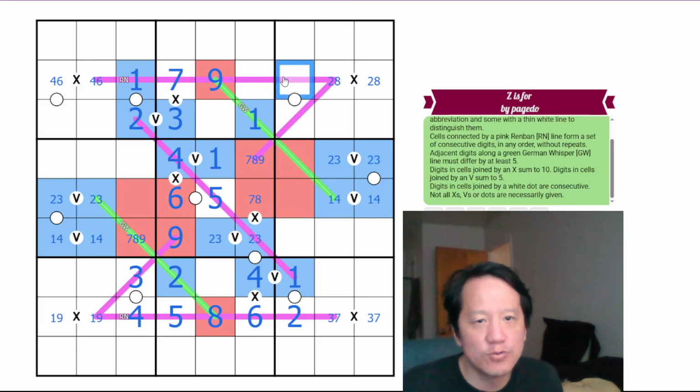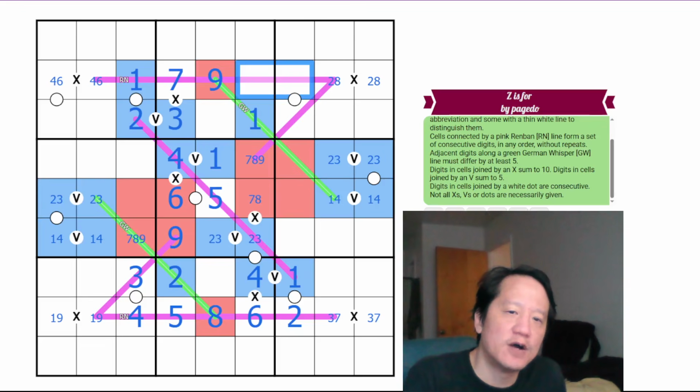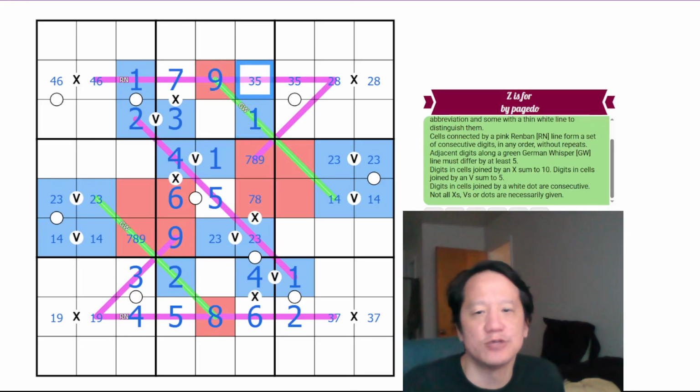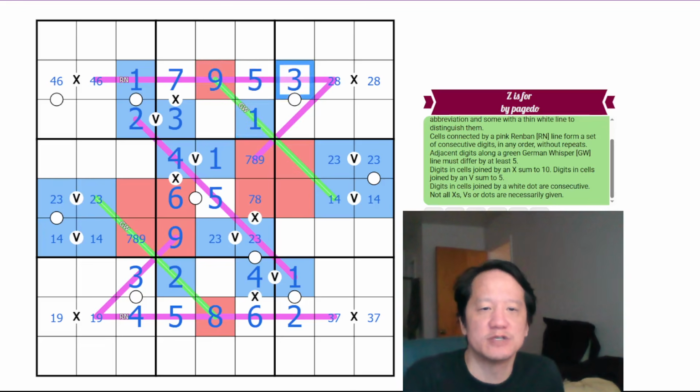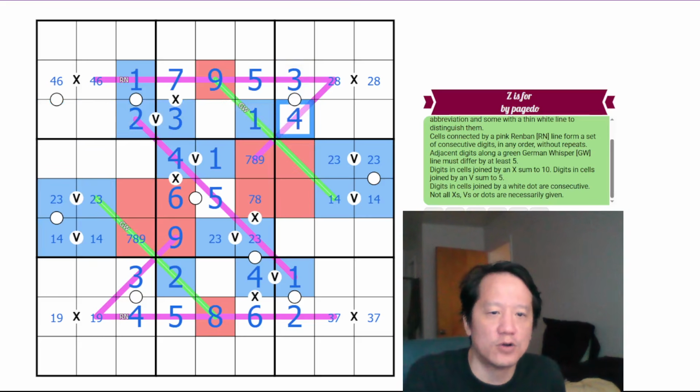And remaining digits in row 2 have to be 5 and 3. Well, 3 can't be here because of 3 in the box, so this is 5, which makes this 3. This can't be 2 because of 2 in the column and 2 in the row. So 3 is only going to be consecutive with 4. This 3 eliminates 3 on the Renban. So this is 7, which makes this 3.